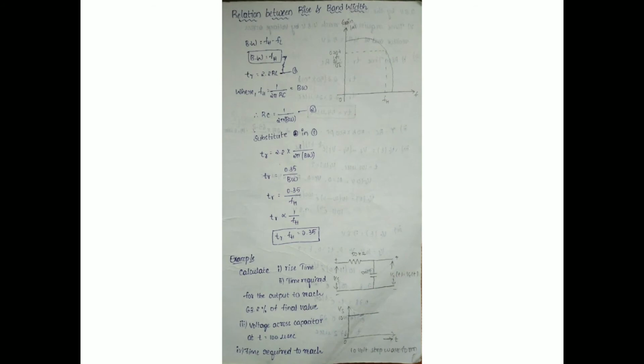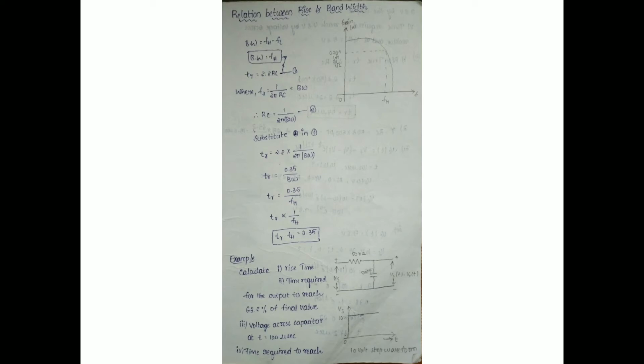For the online bits, Tr is equal to 2.2 RC. The rise time for the low pass filter is 2.2 RC. And then next, the relation between the rise time and bandwidth. Next one is the relation between rise time and bandwidth. Already we have calculated the rise time.